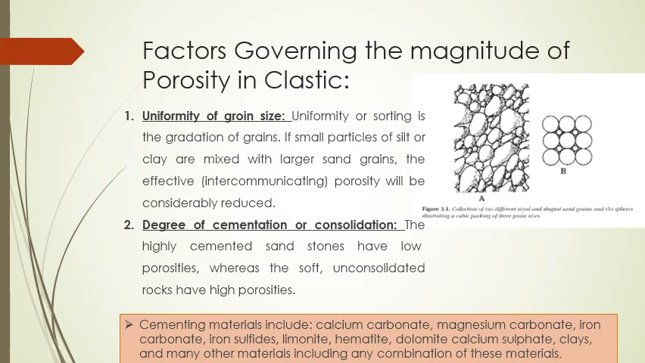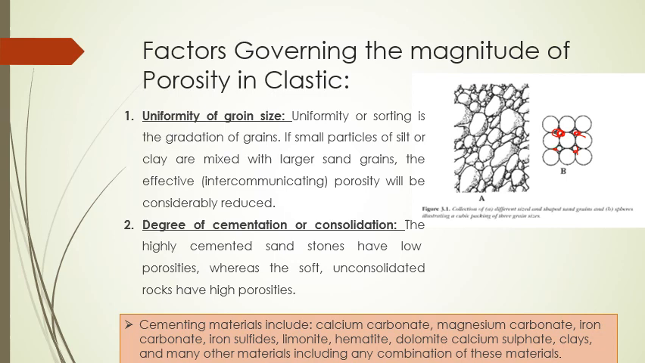Now we will talk about the factors governing the magnitude of porosity in clastics. Simply, the first one will be the uniformity of grain size. If we have a poorly sorted sample, we can imagine that the grains of smaller size can enter the pores of the larger ones and reduce the porosity percentage, while the well-sorted part can preserve its porosity values.